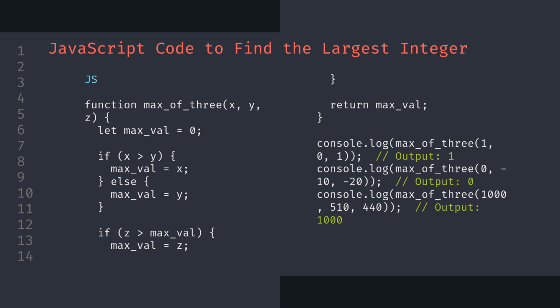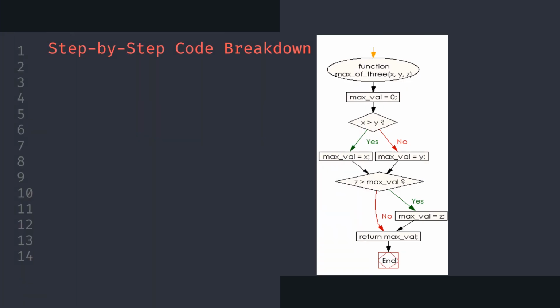Here's the basic JavaScript function we'll use. The function max of 3 checks the three integers and returns the largest one. Let's see how this works in detail. Let's break it down. First, we compare x and y and store the larger value in maxval. Then, we compare z with maxval to check if it's larger. Finally, we return the largest number.